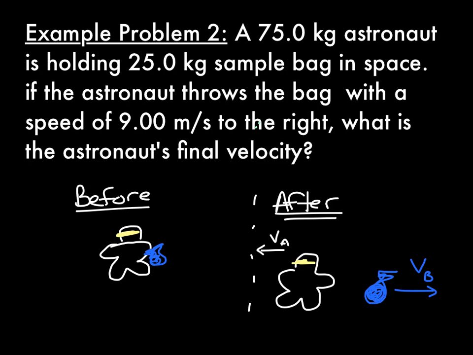Let's work another example. You have an astronaut right here. If you want to be the astronaut, you can pretend you are the astronaut. You are lost in space, you've got to throw this bag of moon rocks, and you chuck it just to see how fast it makes you go. So if we're solving this, you know that there's no external forces, so your change in momentum equals 0, meaning momentum is conserved. Initial momentum is equal to final momentum.